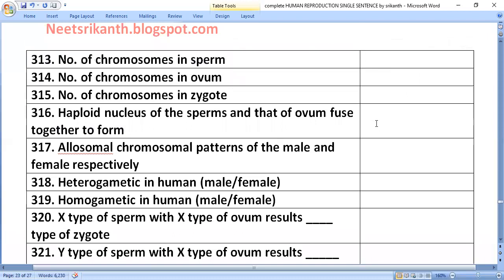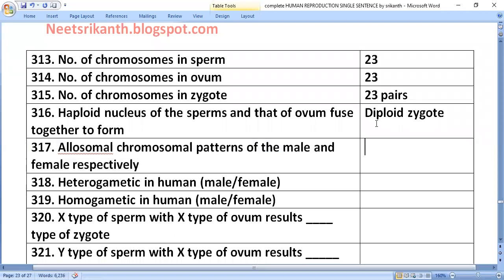Number of chromosomes in sperm: 23. Number of chromosomes in ovum: 23. Number of chromosomes in zygote: 23 pairs. The haploid nucleus of the sperm and that of the ovum fuse together to form a diploid zygote.